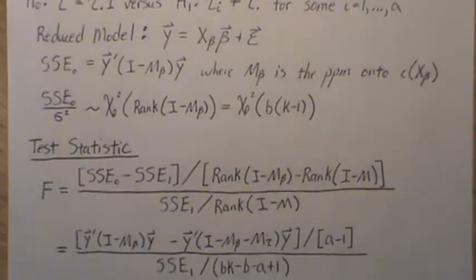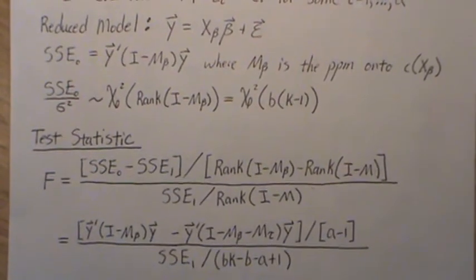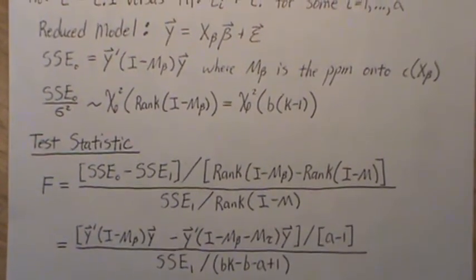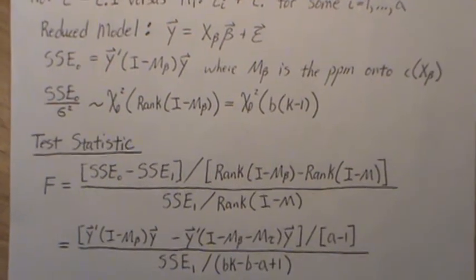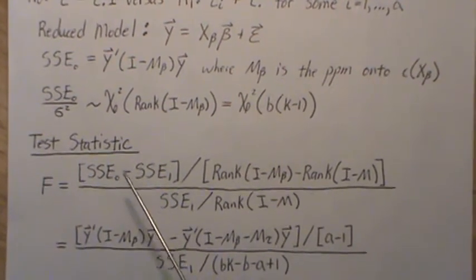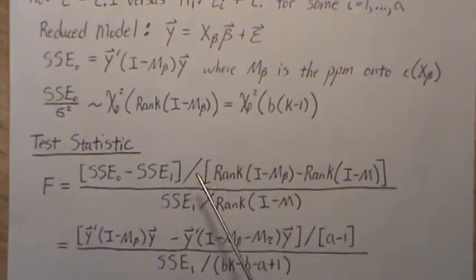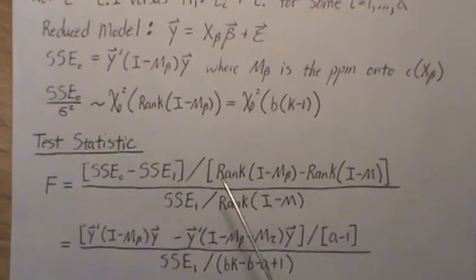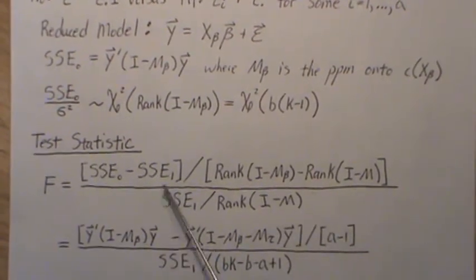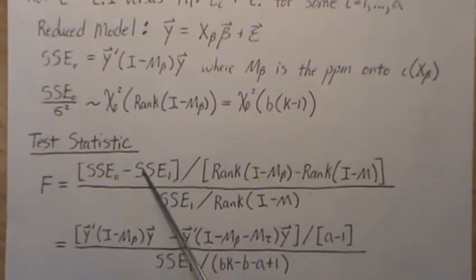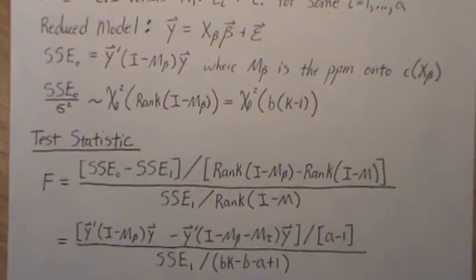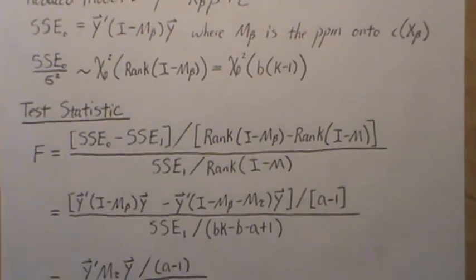Now the test statistic, or the partial F test, is the reduction in the sum of squared error when we add those taus to the model. So that's what we're looking at here. And so this is a chi-squared, and then we divide it by its degrees of freedom, which is the difference in the ranks. And this is the sum of squared error for the full model, divided by its rank. And each of these are independent, and so we get an F test.